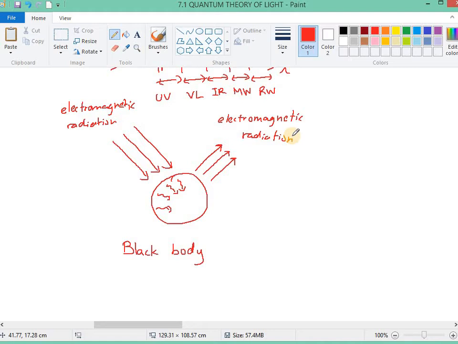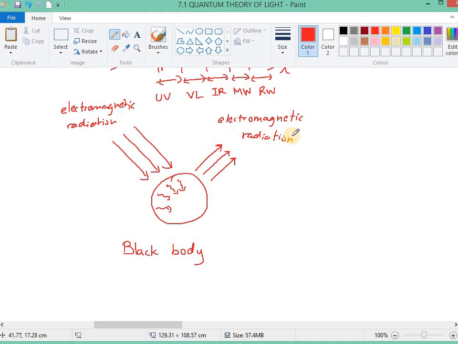So we say that this black body object is a perfect absorber of electromagnetic radiation, and also a perfect emitter of electromagnetic radiation. So this is what we call a black body.